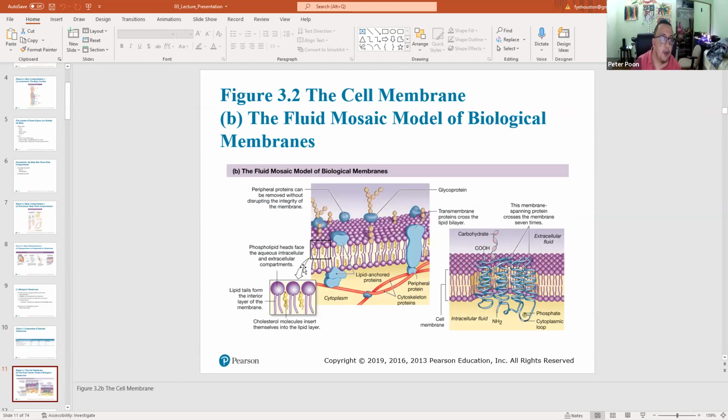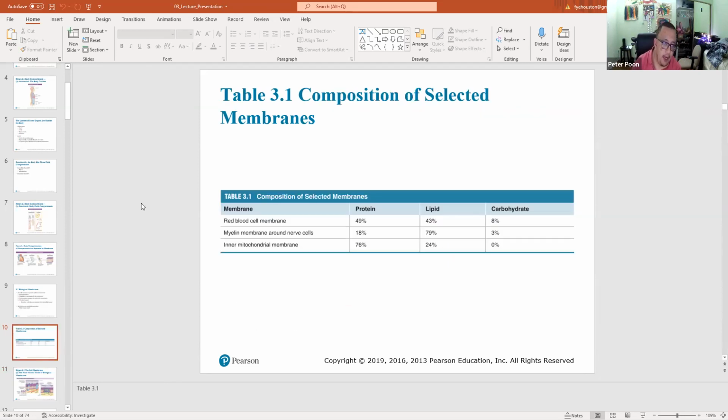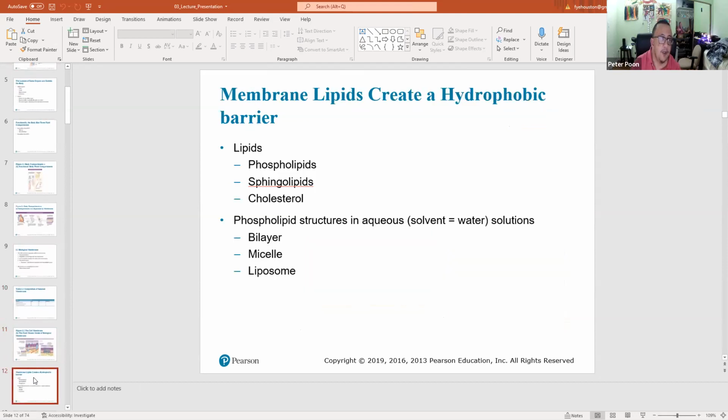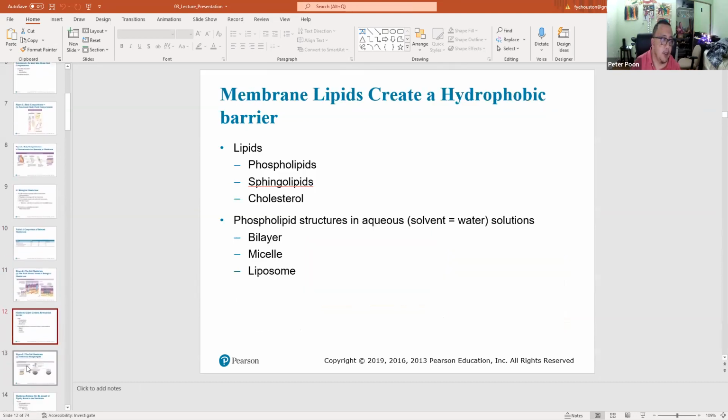So this is the fluid mosaic model. So this is your normal cell, right? This is what your normal cell really looks like. It has mostly phospholipids with proteins that are sticking in and out of it. There are a couple of different types of protein. Let's see, I'll make sure you guys understand.